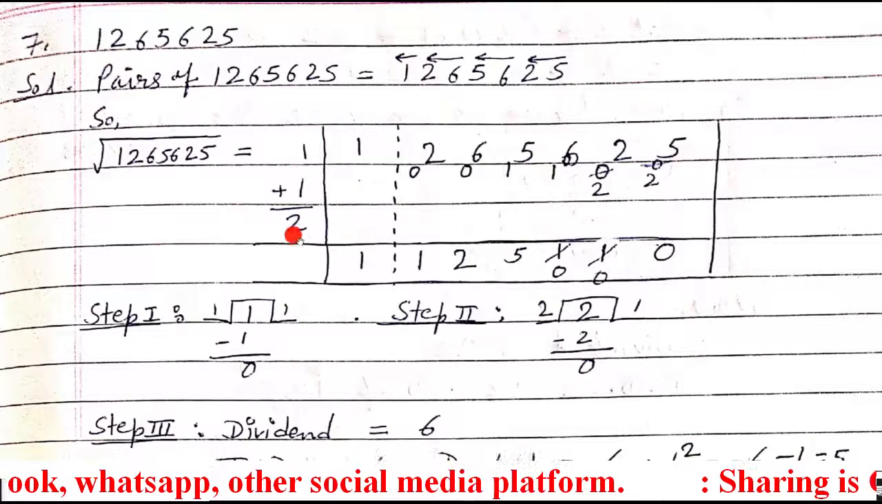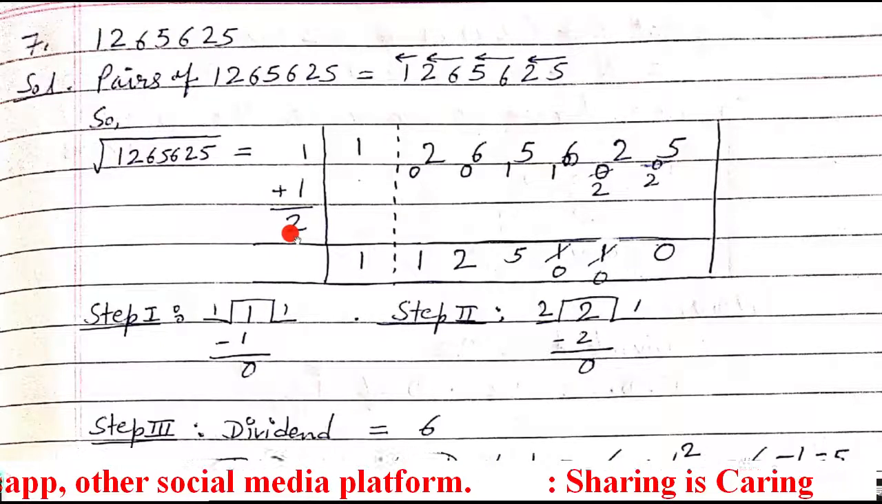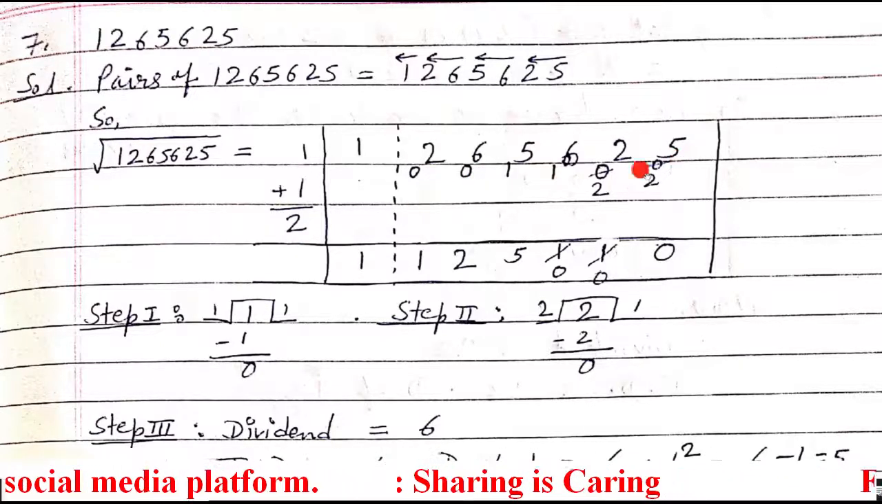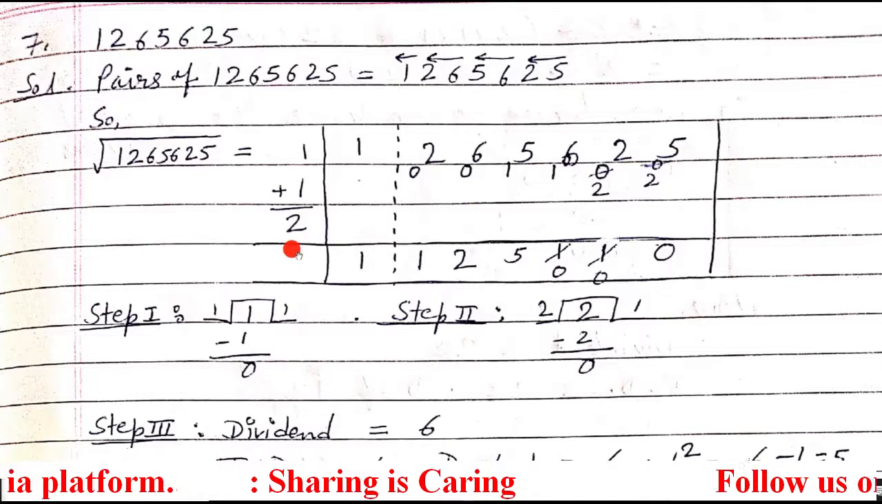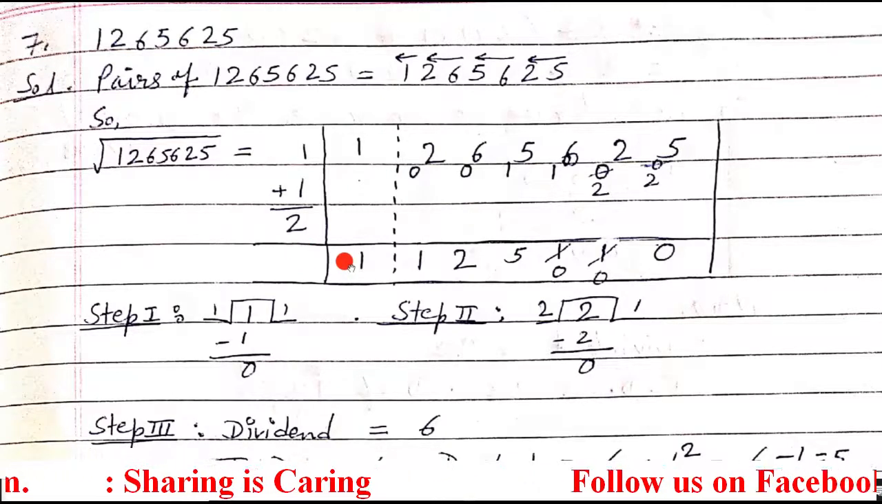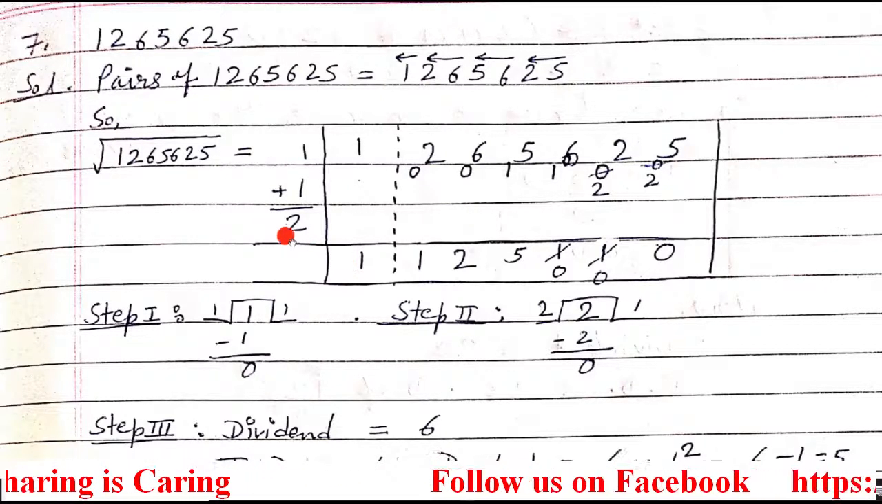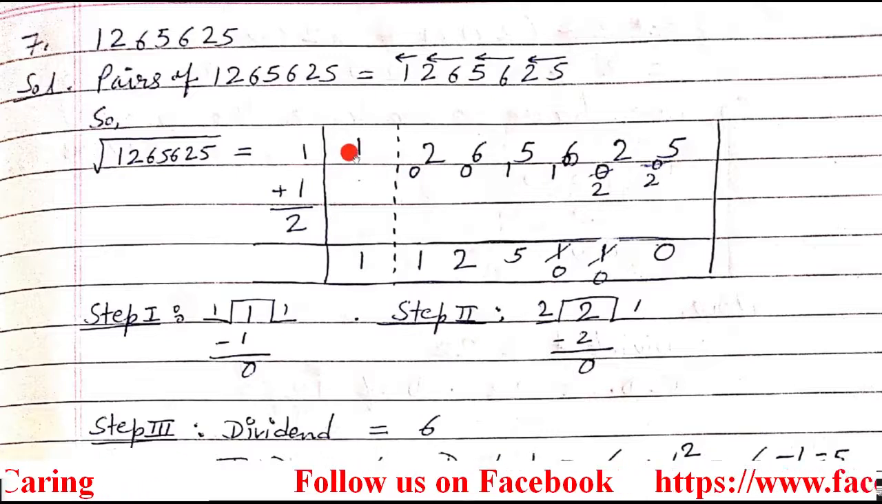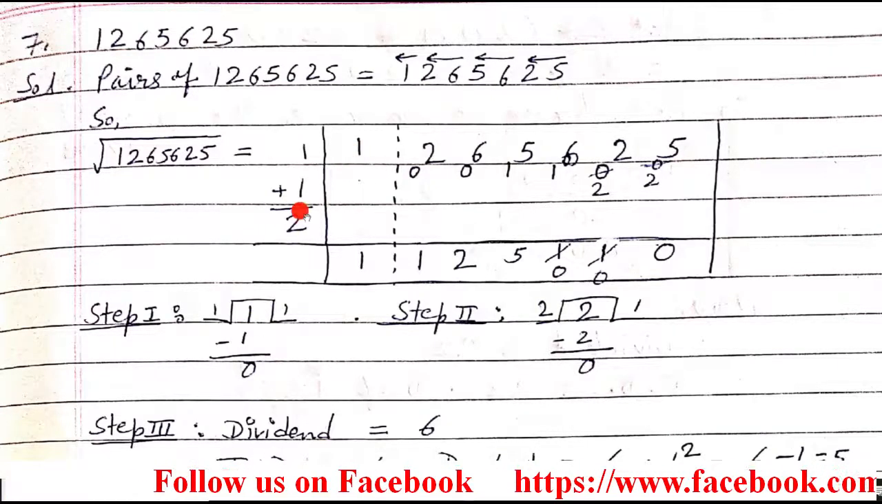1, 2 and 3. Add them: 1 plus 1 is 2. So this 2 is the divisor for all the next division steps. So here we got 2. Now we'll start the steps. First we'll start to divide this 1. So this 1 will be divided by 1.